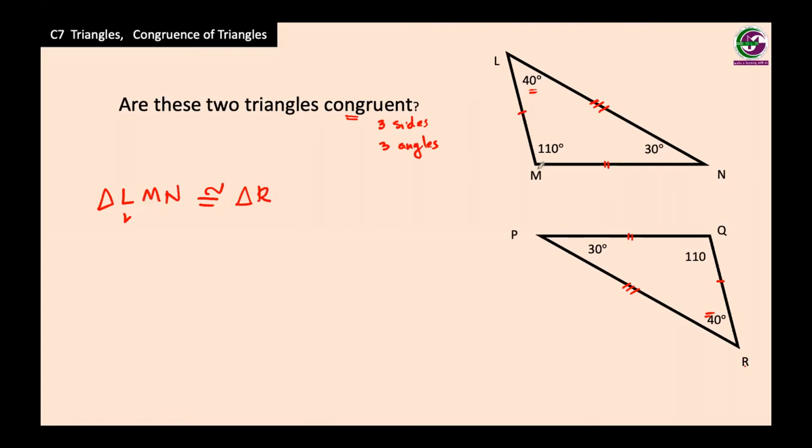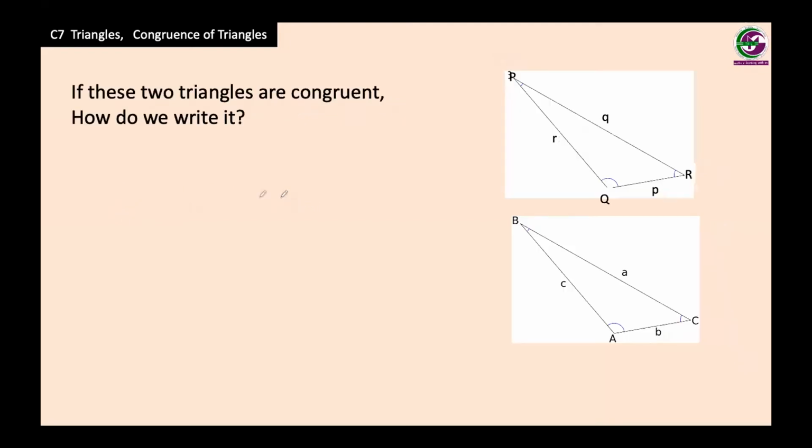Next letter is M, which is 110. So here 110 is Q. And the last letter is N, which is 30 degree, and here 30 degree is P. And how do we read it? Triangle LMN is congruent to triangle RQP. Great. Let's move on to more examples.